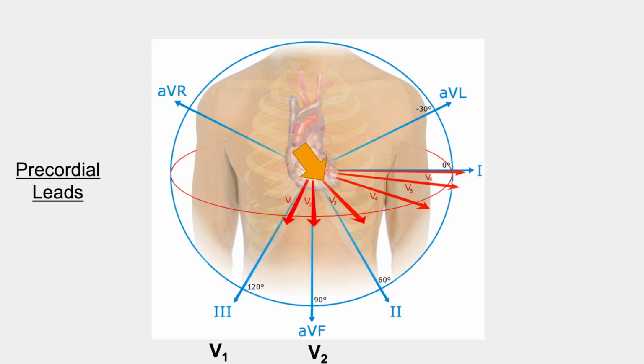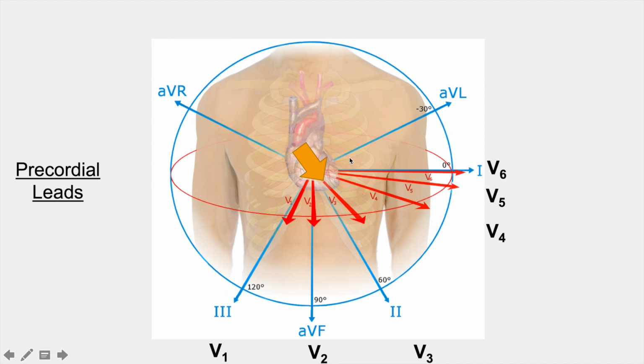So V1, V2, V3, V4, V5, and V6 are all the precordial leads. And again, they are all projecting out perpendicular to the other leads, the limb leads and the augmented leads. To go over this one more time, the limb leads and the augmented leads, so lead 1, lead 2, lead 3, and AVR, AVL, and AVF are in the plane of the screen. And then the precordial leads, V1 through V6, are perpendicular to those, so they actually point out of the screen toward you.